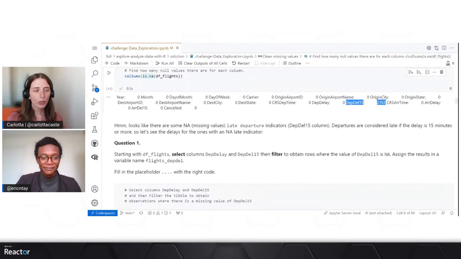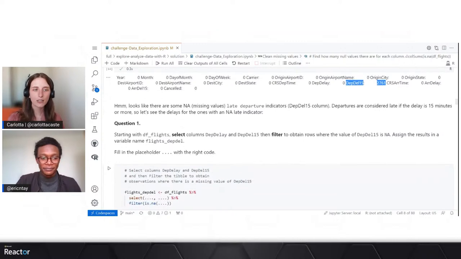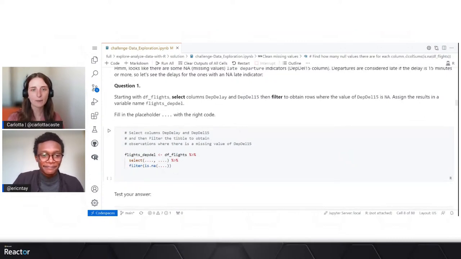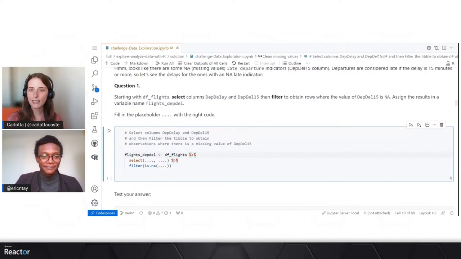So the first question will deal with these NA values. Starting from our data set, question 1 asks us to select the columns dep delay and dep delay 15 and filter in order to obtain rows where dep delay 15 is NA. But before going into the details of the code and answering the first question, Eric, can you briefly explain what the operators we can see in this piece of code do in R? What's the pipe operator, what's the select operator, what's the filter operator?